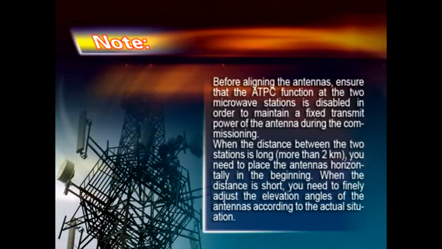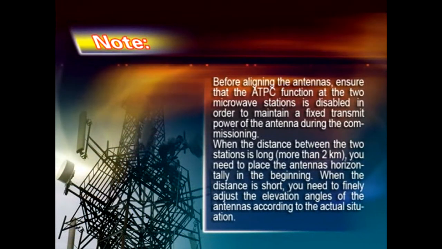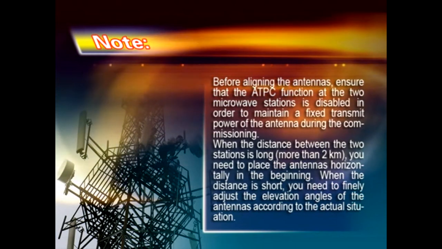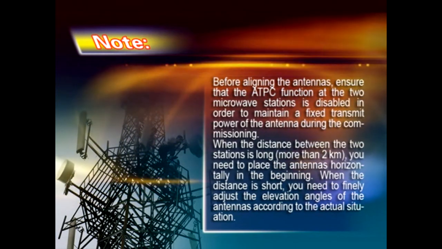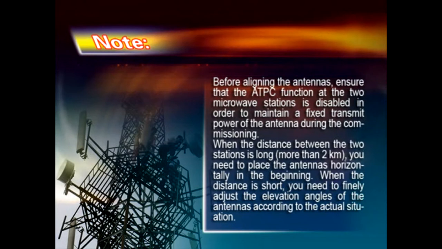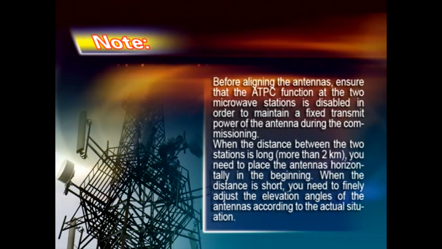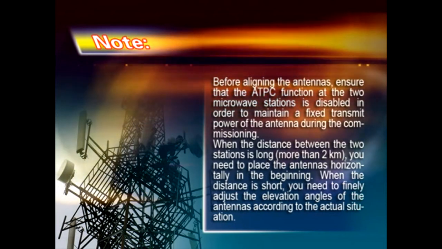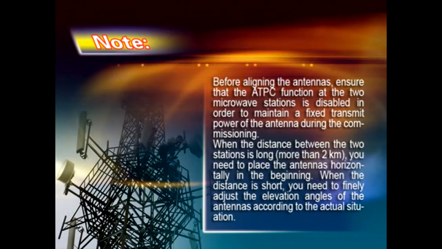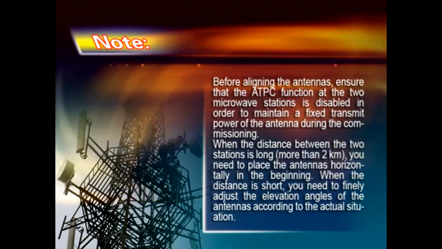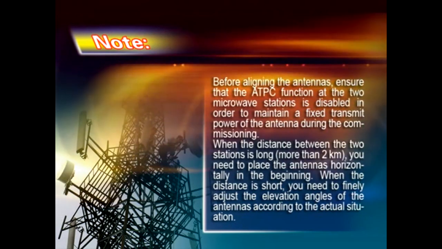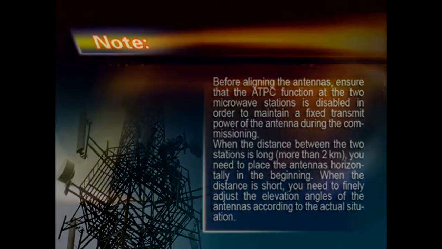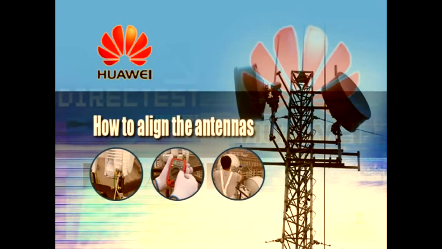Note: before aligning the antennas, ensure that the ATPC function at the two microwave stations is disabled in order to maintain a fixed transmit power of the antenna during the commissioning. When the distance between the two stations is long, more than 2 kilometers, you need to place the antennas horizontally in the beginning. When the distance is short, you need to finally adjust the elevation angles of the antennas according to the actual situation. How to align the antennas?